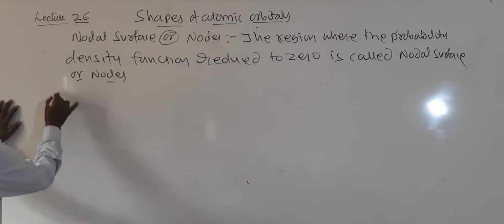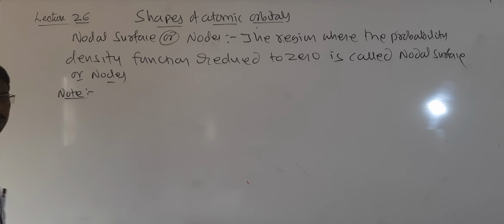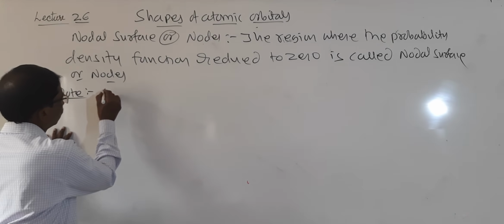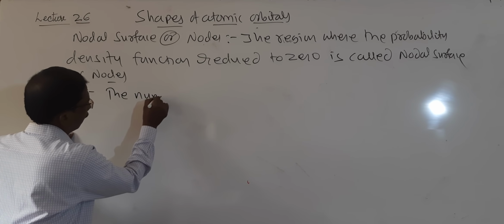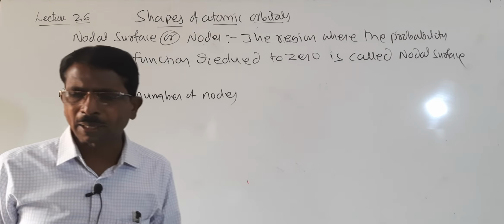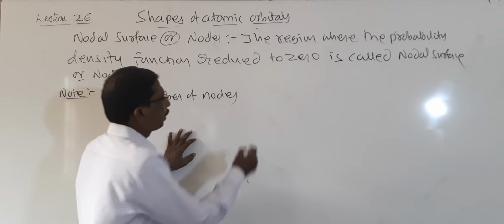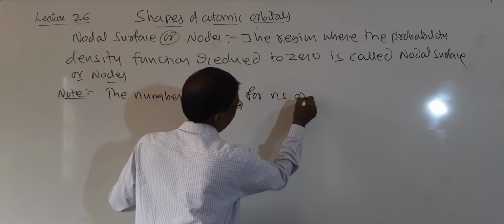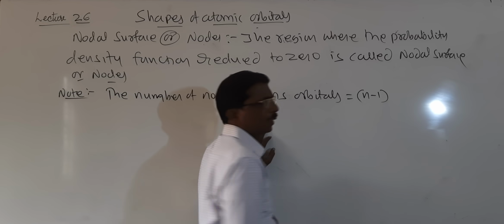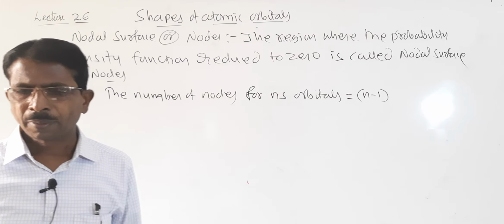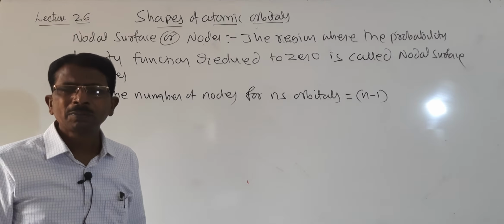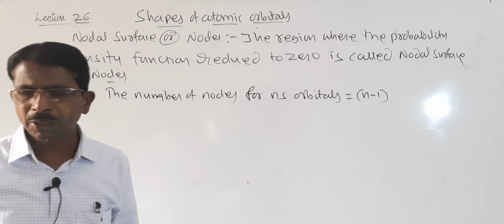So here, remember this important note. The number of nodes for ns orbitals is equal to n minus 1. It is the formula here. Look here, students, the number of nodes for an ns orbital is equal to n minus 1.